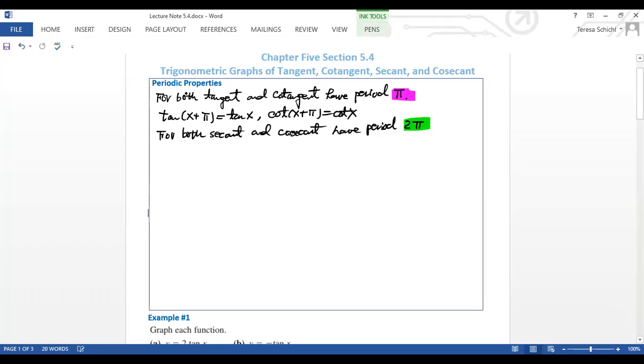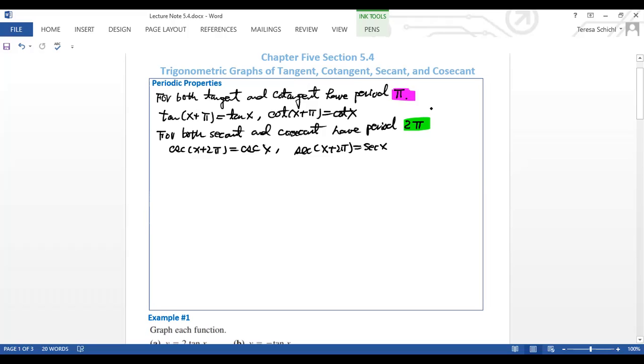So just like we defined the secant and the cosecant, cosecant of x plus 2 pi will just be equal to the cosecant x. And the secant of x plus 2 pi will be equal to the secant x here, right? So that's what we mean by the 2 pi's here.